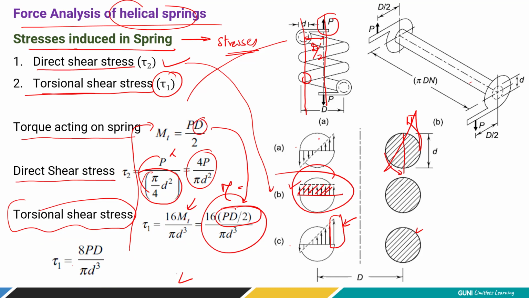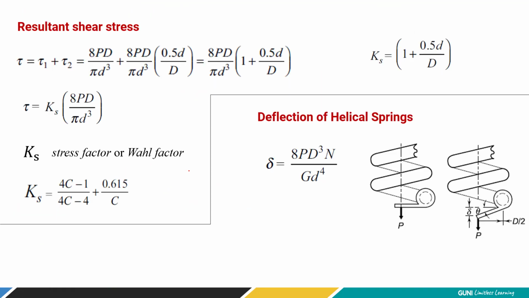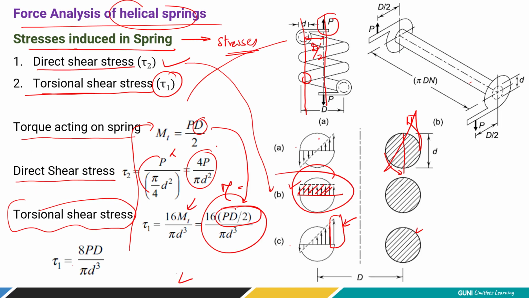Now what we have to do is simply combine these two stresses. So the resultant shear stress is simply the summation of direct shear stress and torsional shear stress. So what we are going to do here is simply add them. We are going to add these two stresses, this one and this one.